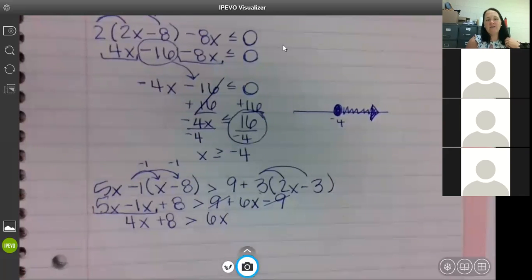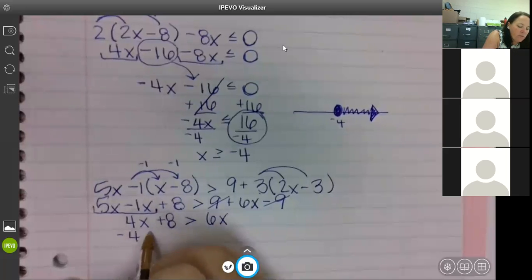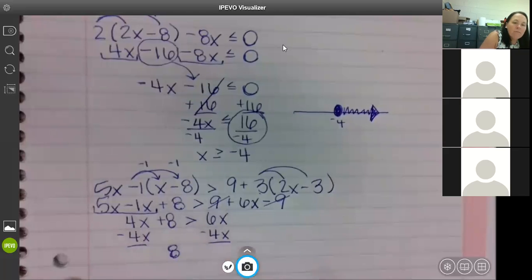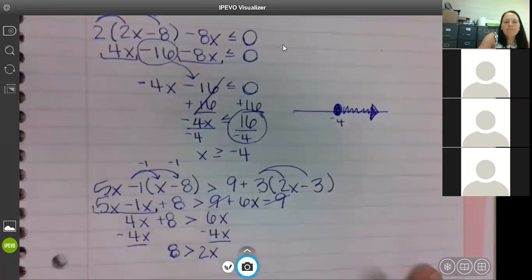So the next thing you guys had trouble with was if you had variables on different sides. So we have a 4x and a 6x. Make sure that you move the smallest one. If you happen to move the biggest one, it's okay. It doesn't matter, okay? So I like to move the smallest one to keep it positive. So I'm going to subtract 4x. We're going to bring down the 8, bring down the greater than, and 6 minus 4 is 2.